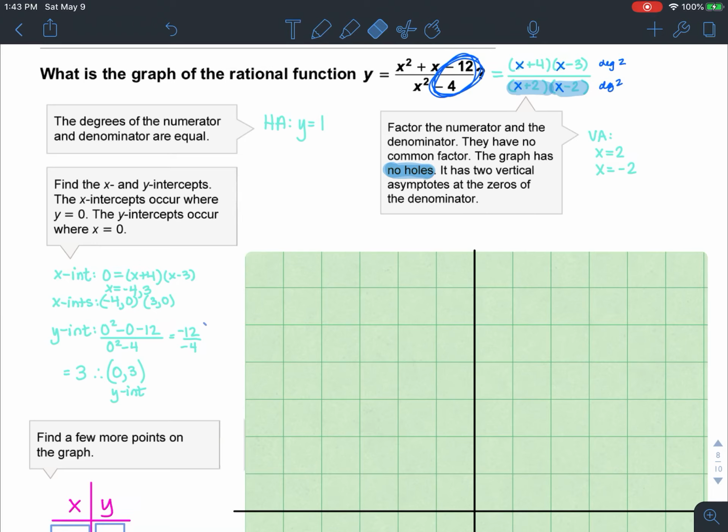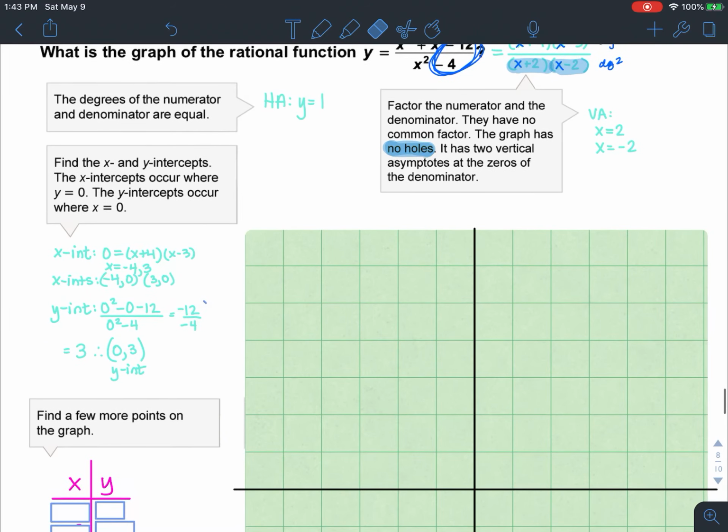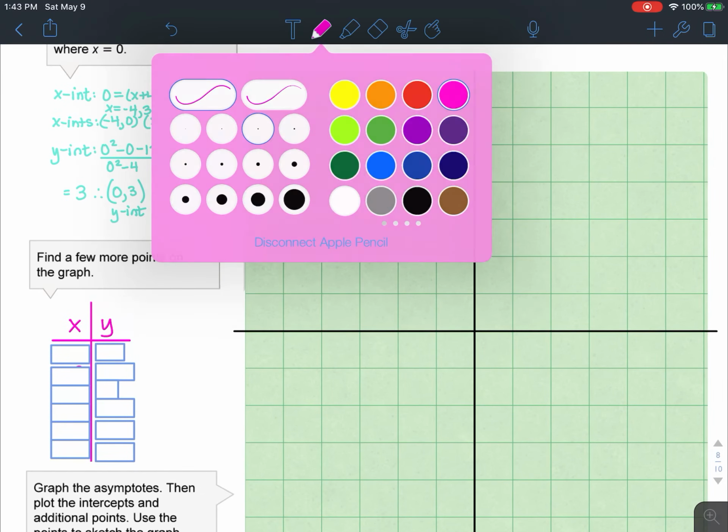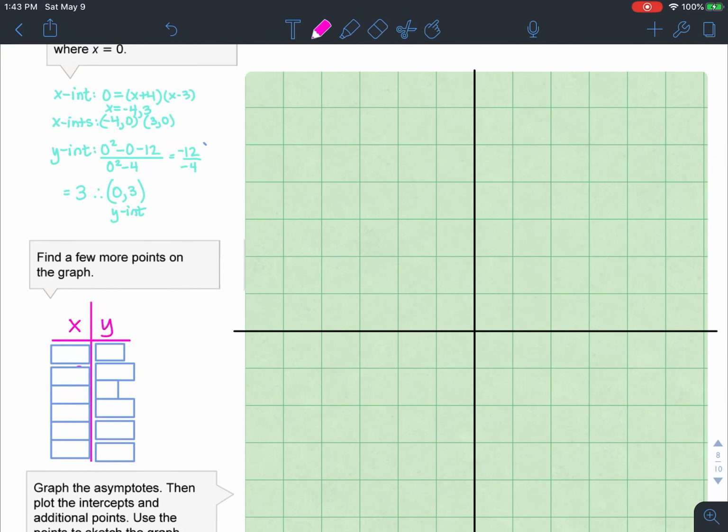So that's about all you can get for your graph for right now. After that, you just got to make a table and plug numbers in. It's not the most pleasant thing, but that's the way it goes. So I'm going to actually start by graphing the asymptotes. They say to do that to find more points on the graph, but if you can see where the asymptotes are, then you can see what numbers to plug in.